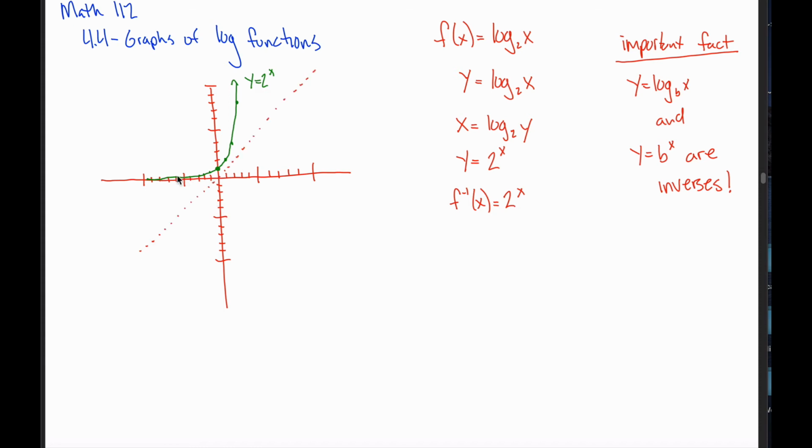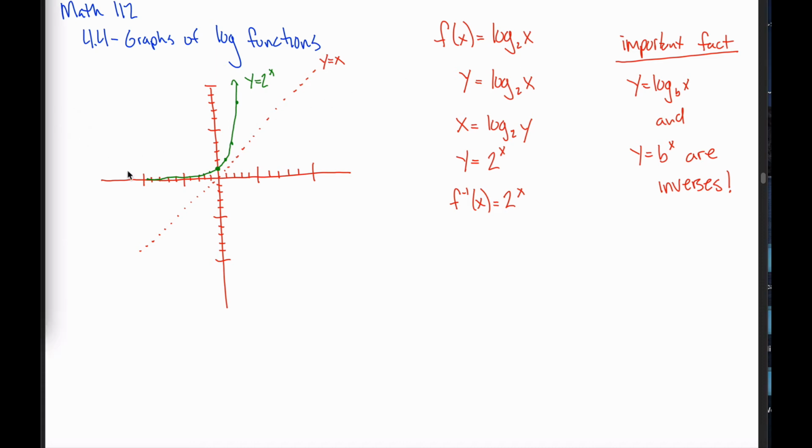The quicker way is just to recognize that the graph of an inverse function is the exact same as the graph of a function, except it's reflected over this line, y equals x. So if you can just take this green curve and reflect it over this line and see what that looks like, that'll give you the graph of log base 2 of x.